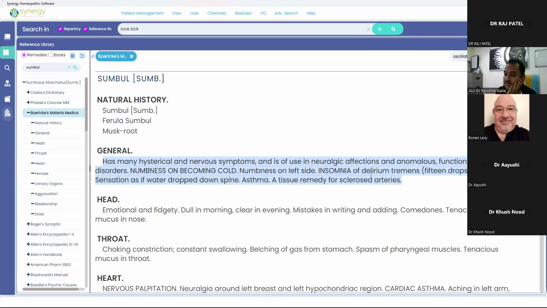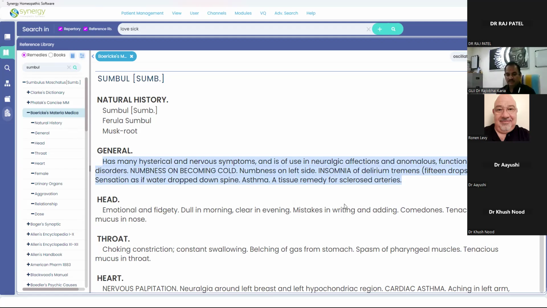Insomnia of delirium tremens. 15 drops of tincture. Sensation as if water dropped down the spine. A tissue remedy for sclerosed artery.